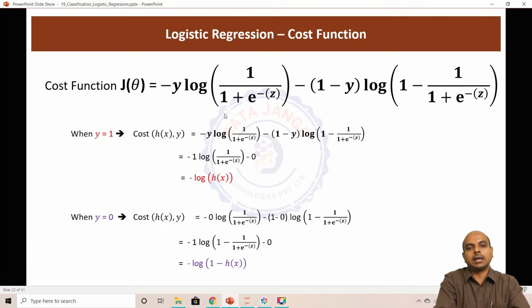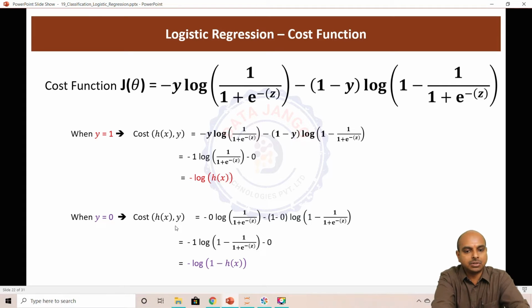So the cost function for a positive record and the cost function for a negative record are these two terms. This term, minus y log h of x, is the cost function for the positive term. Minus (1 minus y) log (1 minus h of x) is the cost function for the negative term, right? Because if you substitute 1 for y here, this term becomes 0. If you see this, minus y log h of x minus (1 minus 1), this whole thing becomes 0. So it is minus log h of x. This is the cost function for a positive record.